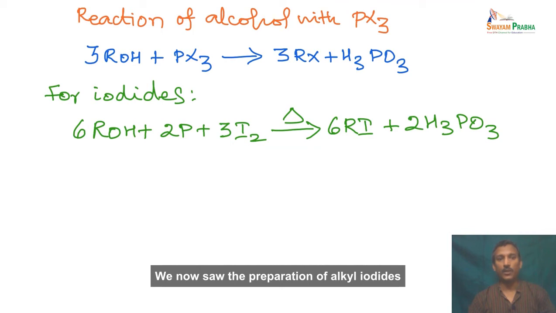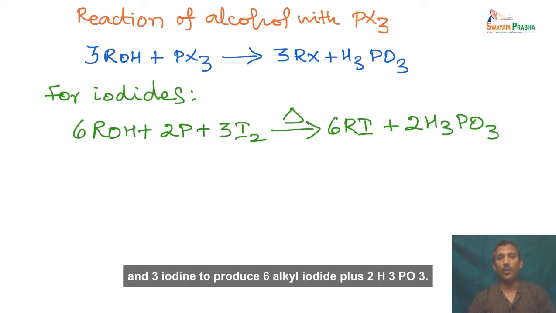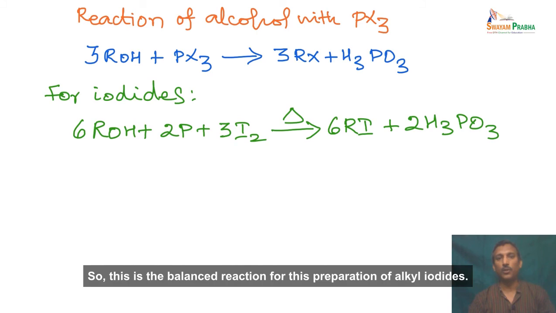We now saw the preparation of alkyl iodides from the alcohols. Here the stoichiometric reaction is written with a completely balanced equation. So 6 molecules of the alcohol react with 2 phosphorus molecules and 3 iodine to produce 6 alkyl iodide plus 2 H3PO3. So this is the balanced reaction for this preparation of alkyl iodides.